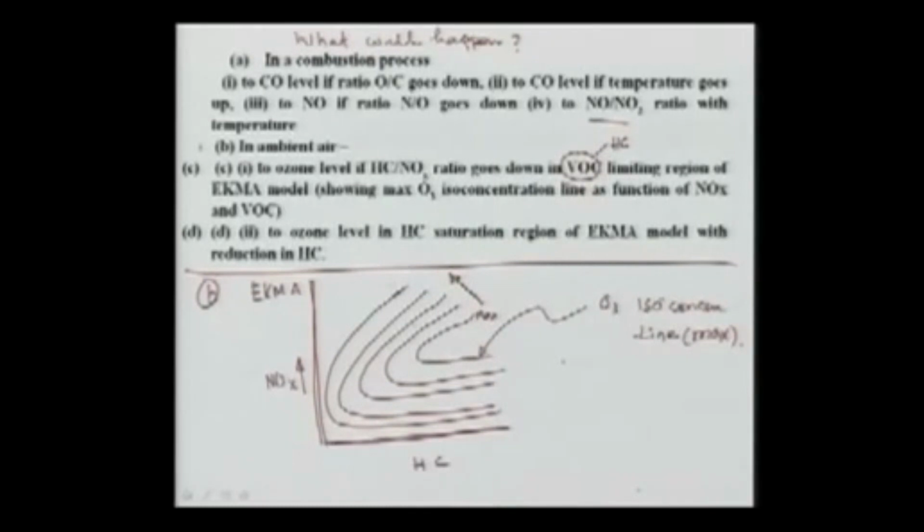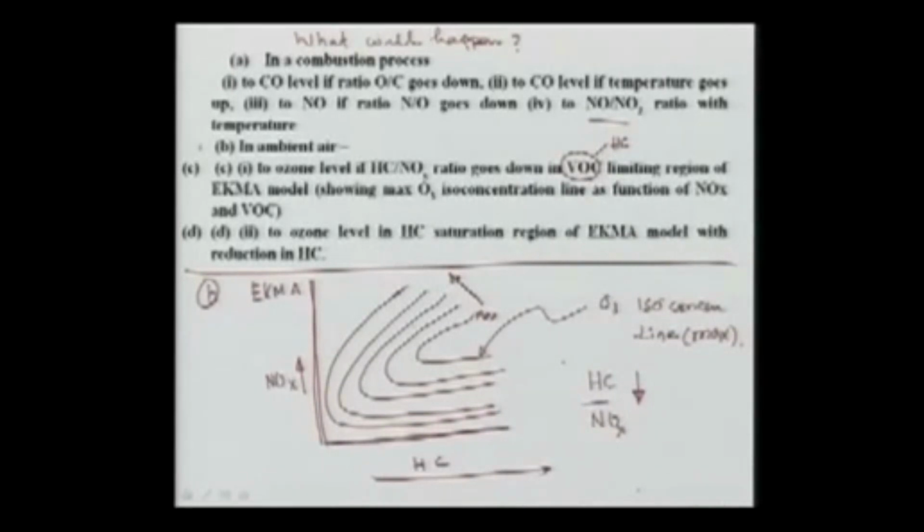And this area is my VOC limiting region, because here VOC is very low, and as I move in this direction, my hydrocarbon is increasing. So now the question is about HC to NOx. What is happening to this ratio? It is going down. How can it go down? I can either reduce hydrocarbon or increase NOx. So I'm increasing the NOx, since it has to go down.